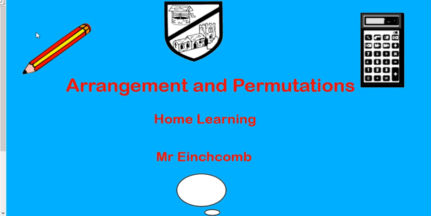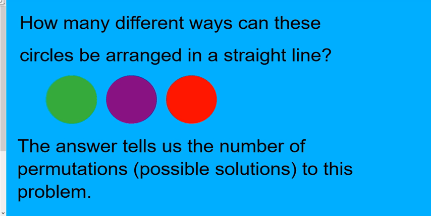This week we are looking at permutations of objects and how many different ways we can arrange them. So here we have 3 different colour circles. How many ways can we arrange them without repeating the pattern? Now the answer to this tells us a number of permutations or possible solutions to this problem. So let's take a look.